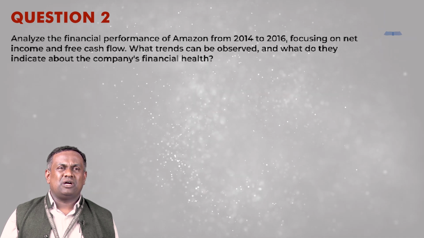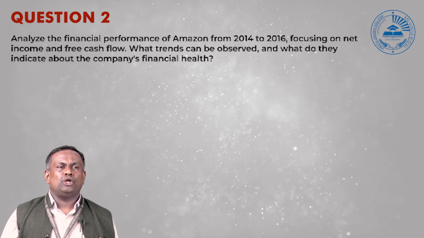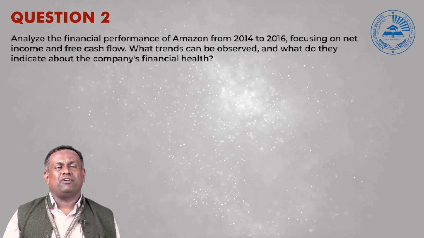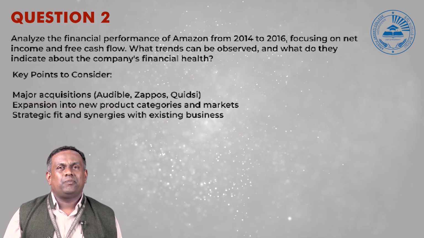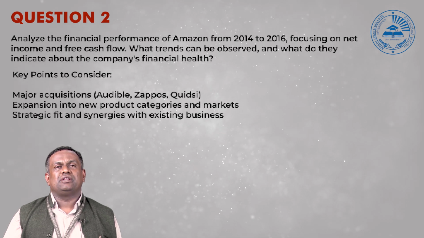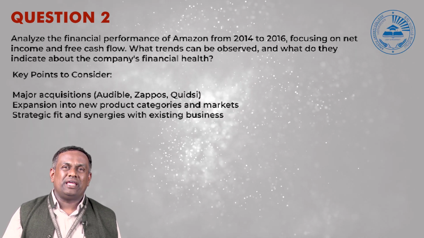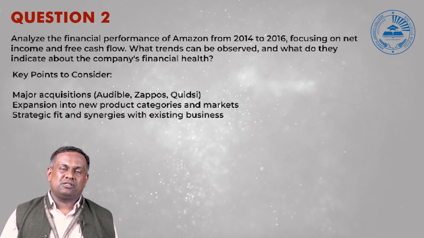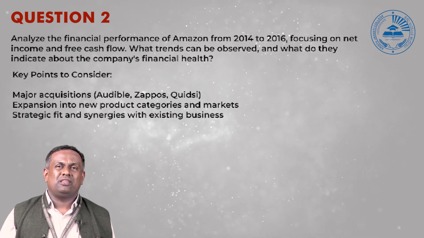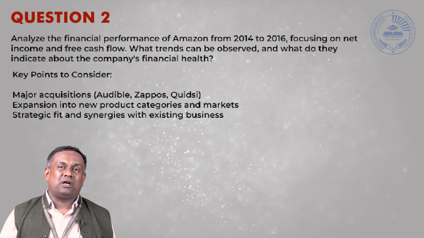Focusing on the net income and the free cash flows, what trends can be observed and what do they indicate about the company financials? That means, what are the main financial figures that make a person think positive or negative, to invest or not to invest in Amazon, or to buy the product or buy the services, or become aligned as an Amazon partner kind of thing.